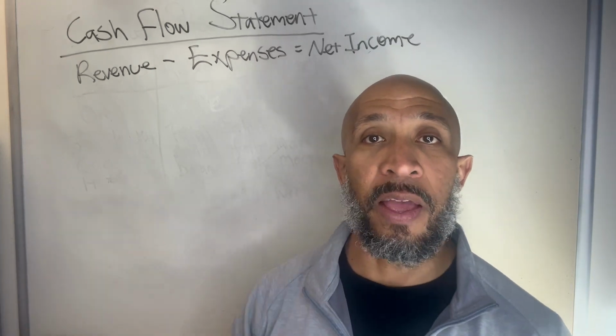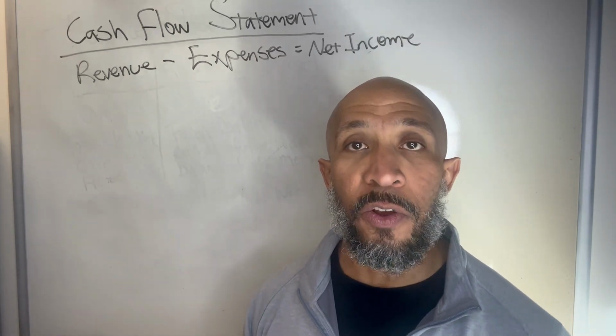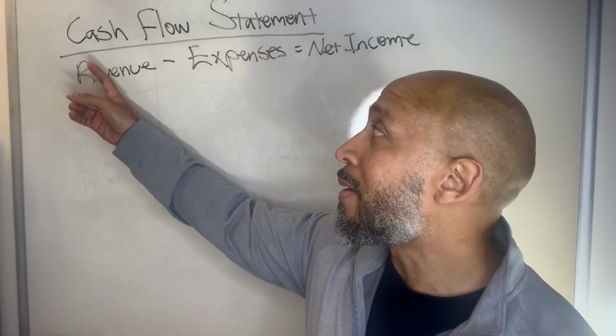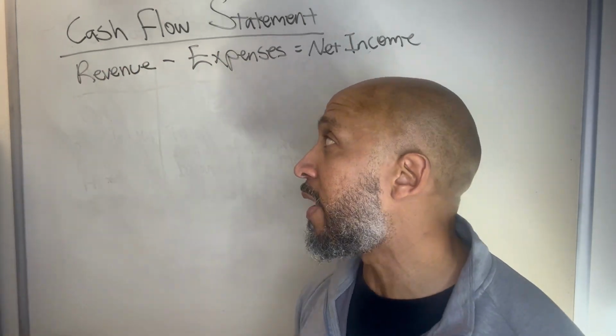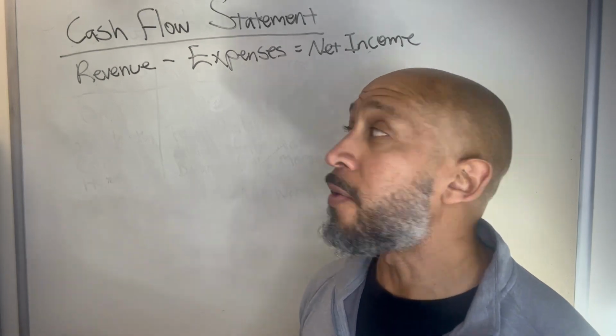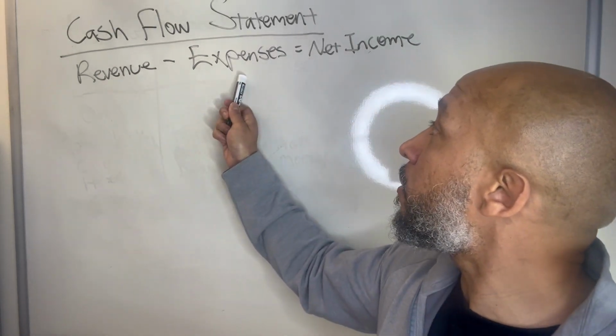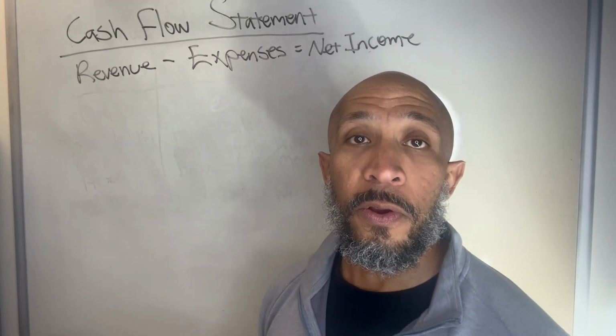So the balance sheet is like what's in your checking account, what's in your savings account. The cash flow statement is what's coming in and out of that checking and savings account. So cash flow is simply your revenue minus your expenses, which is going to equal your net income.